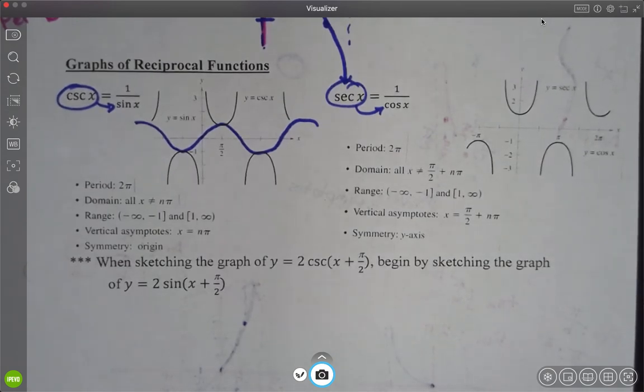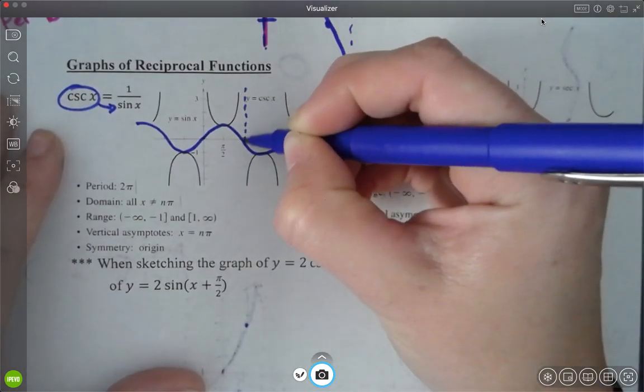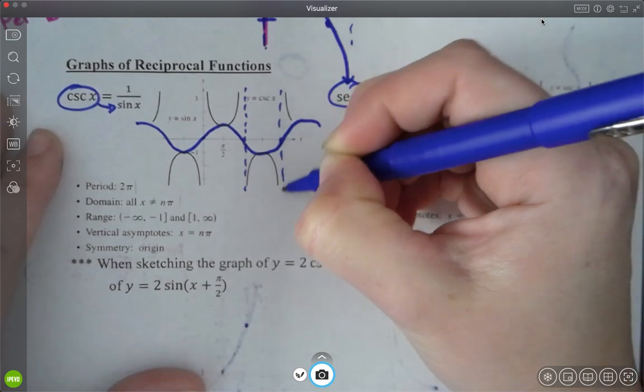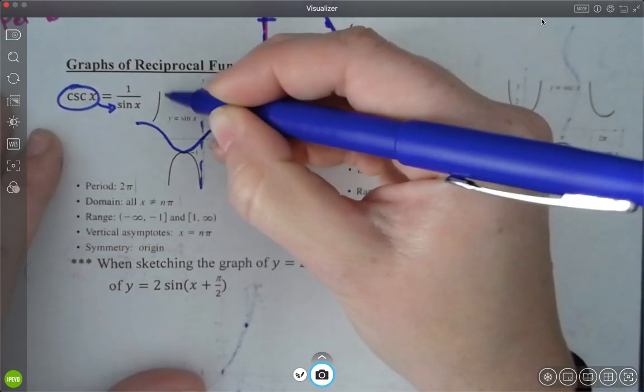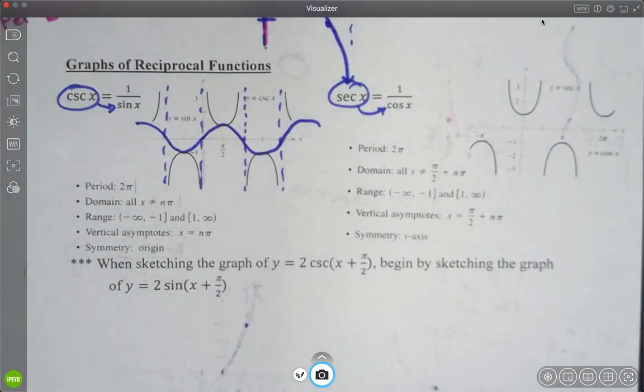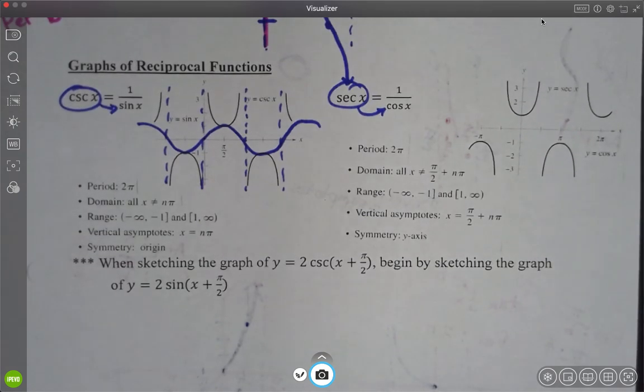So all you do for cosecant is you put your vertical asymptotes in and you make your hills and valleys off of the original. There are vertical asymptotes in there. Then you draw little parabolas off of your hills and valleys. Make sense? That's what cosecant is.